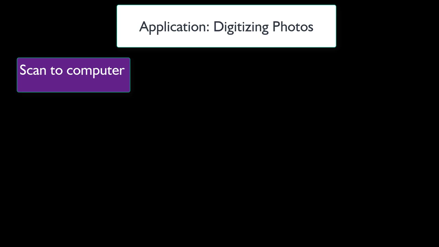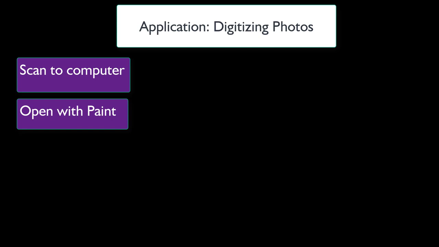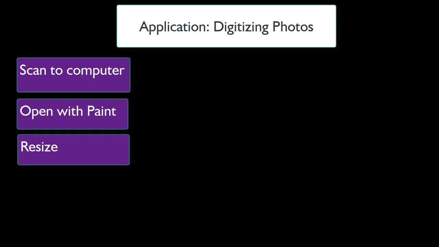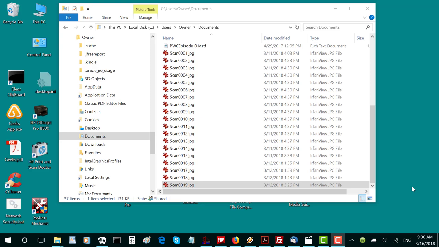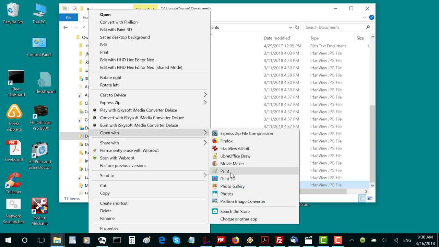Next, you need to locate the file, where it was scanned to, and open it with the Paint application. Then, use Paint to resize the image, perhaps add in a caption, and then save as, and save in a directory with a name that you've already planned. So here's the results of doing scans on my computer. Notice where the files got put, in the directory called Users, subdirectory Owner, which is the user ID I run under, and the sub-subdirectory Documents. And the names were assigned by the scanning hardware and software. The one I most recently scanned was the one named scan19.jpg.